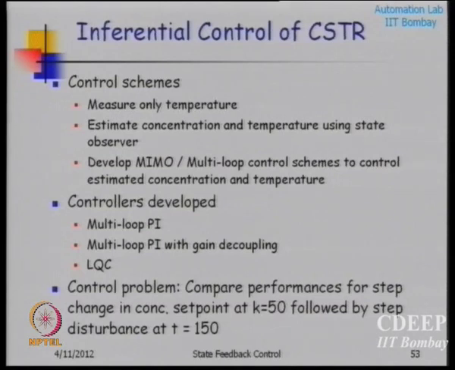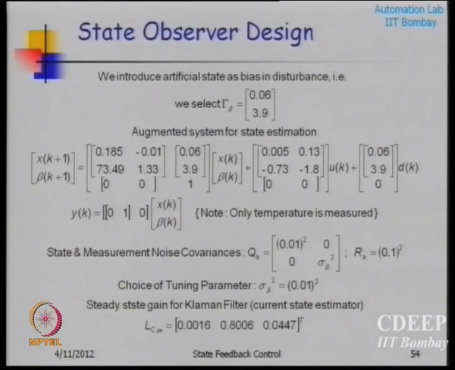My control problem is like this. I want to give a step change in the concentration set point, keeping the temperature set point the same. I want to ramp up the concentration set point, and then introduce an unmeasured disturbance. My controller should be able to reject the unmeasured disturbance and move the system to the new set point, okay. All three controllers are given the same task, and we will see how the closed loop performance is.